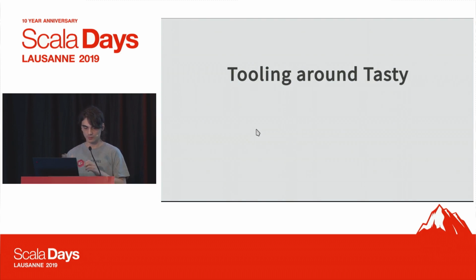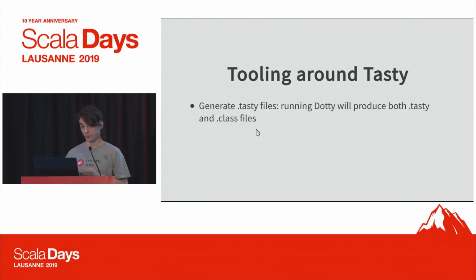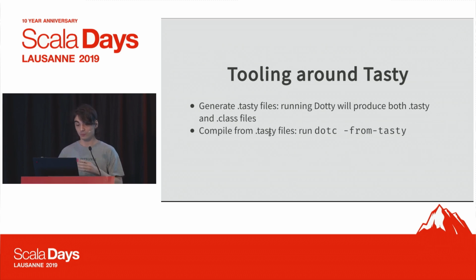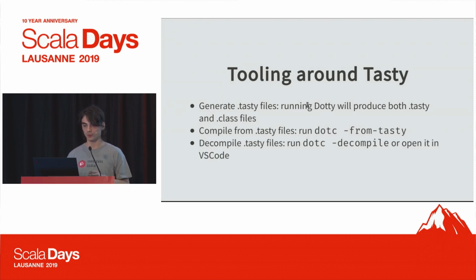So tasty, of course, if it was just this binary format, you couldn't really do anything useful with it. But we have some tooling around it, which makes it much more useful. So first, we can, of course, generate tasty files, and that's super easy. You just take Dotty, you compile stuff, and next to your .class files, it's going to make .tasty files. And then you can also compile from .tasty files directly using -from-tasty when you run the compiler. You can also decompile, and decompiling basically means taking the tasty trees and then printing it. And that can be done using the -decompile flag or just by opening a .tasty file in VS Code when you have the Dotty plugin installed.